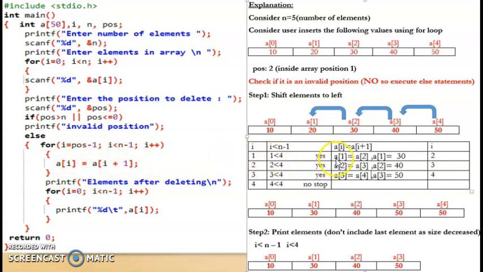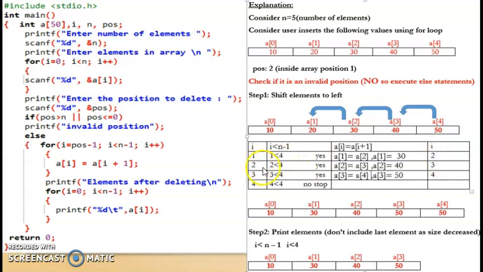I value is 1, so we will get a of 1 equal to a of 1 plus 1, that is a of 2. So a of 2 value will be assigned to a of 1. A of 2 value is 30, so this value will be assigned to a of 1. So we can see that a of 1 is changed, a of 1 value is assigned 30. Then I value will increment, so I value will become 2.